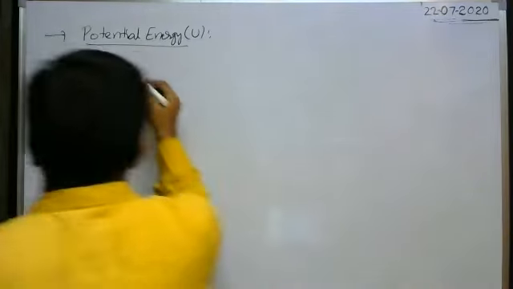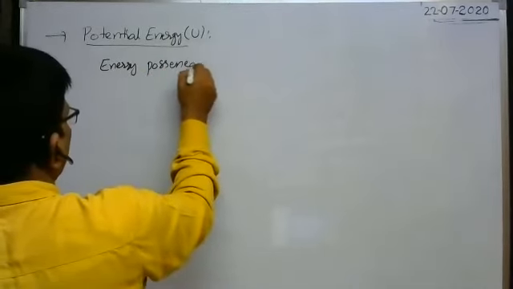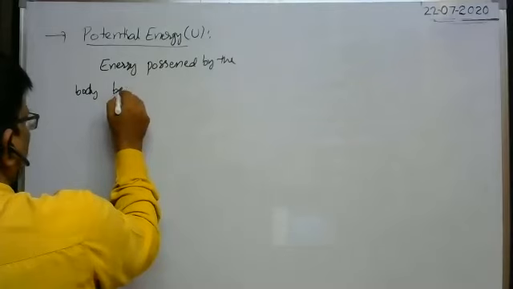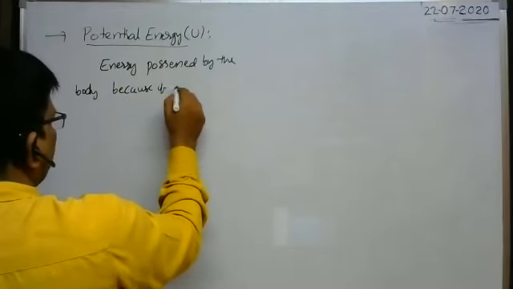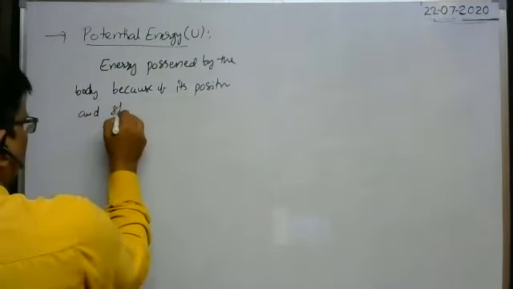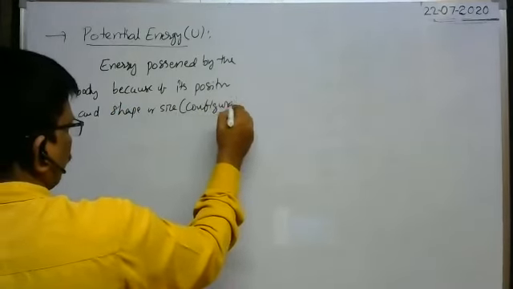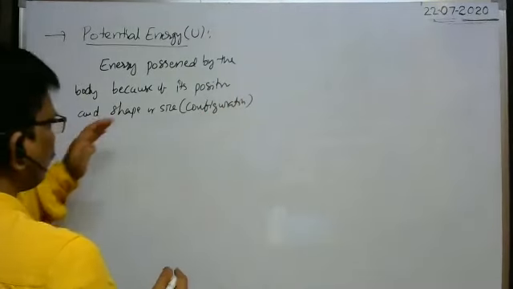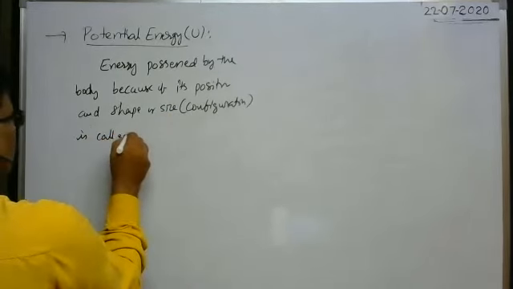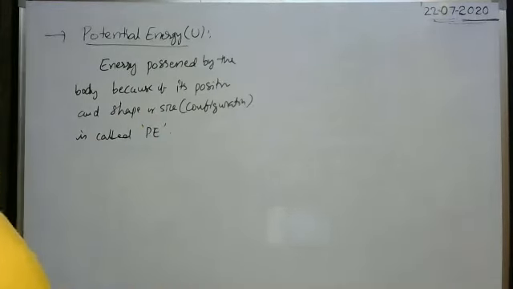Okay, so energy possessed by the body because of its position and configuration, or shape or size. It is also called the configuration. The energy possessed by the body because of its position and shape or size, which is called configuration, is called potential energy. That is represented with capital U.